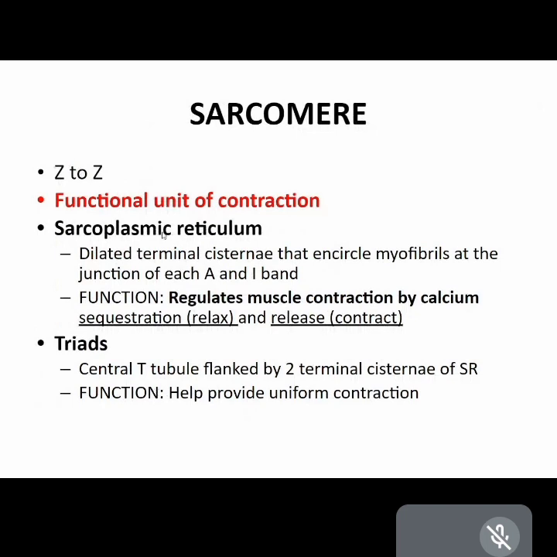So this is the functional unit of muscle contraction. They are covered by the sarcoplasmic reticulum. They are dilated terminal cisternae that encircle myofibrils at the junction of each A and I band. The function is to regulate muscle contraction by calcium. So sequestration, to relax, and then to release is when you contract your muscle.